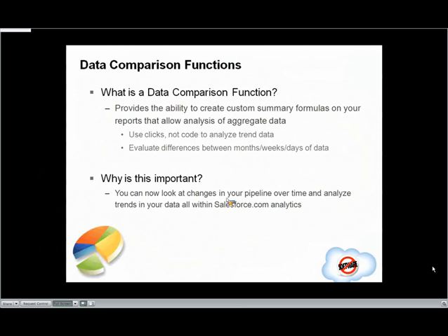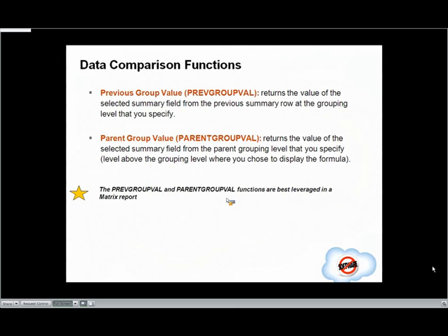So the comparison functions I'm talking about specifically are called previous group value, or prev group val for short, and Nick is going to show us a little bit about how to use them. And prev group val in particular is for comparing data values at the same level of aggregation. And the second function I want to talk about today is parent group value, or parent group val for short. And that allows you to compare data at different levels of aggregation. So prev group val, for example, you would use for comparing period over period deltas. So sales pipeline from one month to the other, you want to see how it's growing or declining. That's the function you would use.